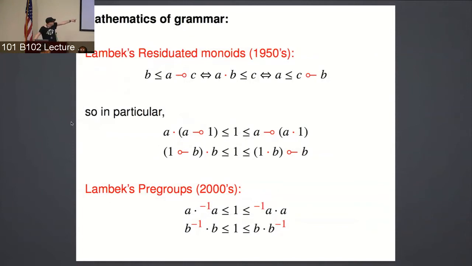Now, 50 years later, the same Lambert realized that's not really the right thing to do grammar with. He came up with something else which looks like that. You may not see it immediately, but these are actually my cups and my caps and my wires and my string diagram, written in partial order terms like the thin case, and Lambert called this a pre-group. It's a pre-group because you've got a left and a right inverse which are not the same. So that makes it not a group.